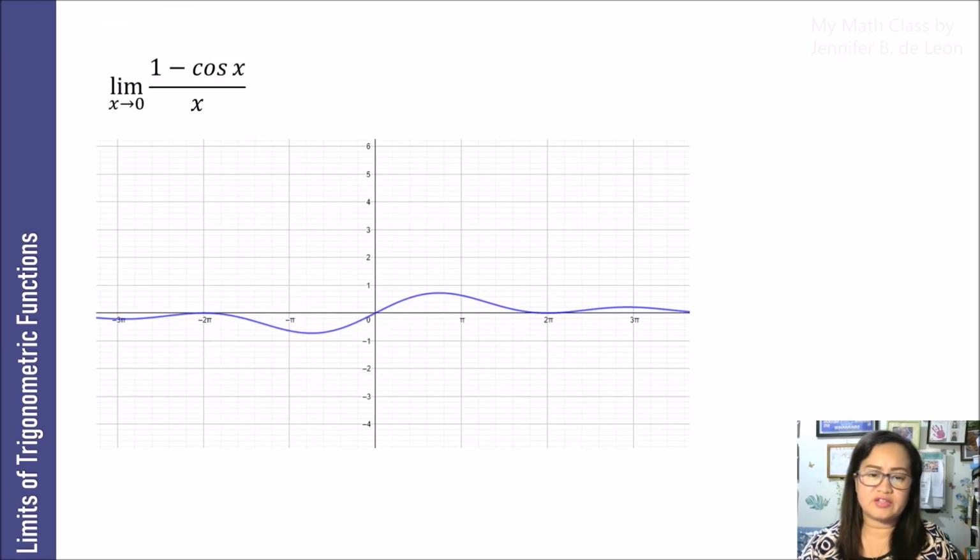Now looking at the graph, we trace as we get to 0. Here it is. Then as the value of x approaches 0 from the right, we still have 0.